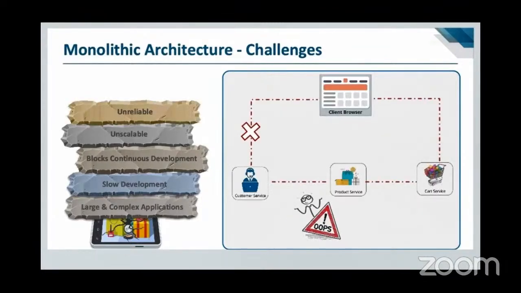Okay, the next challenge is that it is highly unreliable, meaning that now there are three components: customer service, product service, and cart service, all in one application. Now, supposing the customer service got some error and it came down, that particular service is not working. But it's not just that service, it is the entire application, along with cart service and product service, that has gone down. This is because the entire code is tightly coupled. All of the components are tightly coupled with each other, and if one of the components goes down, the entire application goes down. So monolithic architecture is highly unreliable.